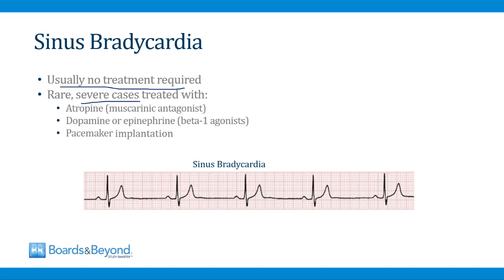If you want to treat it in the short term, for example, a patient you're seeing in the hospital who has a very slow heart rate, there are some drugs you can use. Atropine is a muscarinic antagonist. It blocks the parasympathetic nervous system and therefore it increases the heart rate. Dopamine and epinephrine are also drugs that can be used to treat sinus bradycardia. These are beta-1 agonists, and they will increase the rate of depolarization of the SA node. And then patients with marked sinus bradycardia, especially if it is symptomatic and chronic, often go on to require a pacemaker. And we'll talk about pacemakers later in this video.